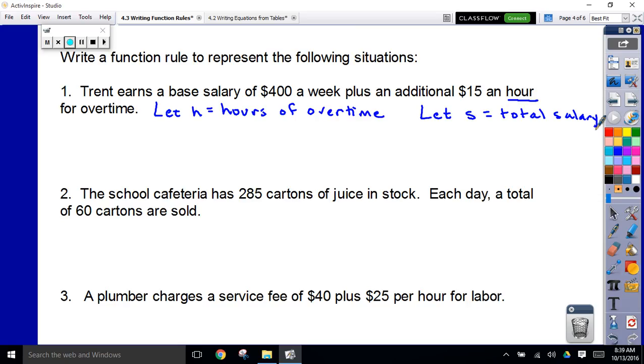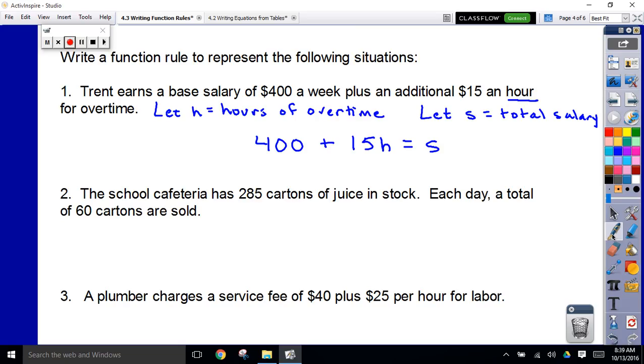Okay, so then we have he earns a base salary of $400 a week plus an additional $15 per hour. And when we add those 2 things together, his base salary plus his additional overtime, that's going to equal his total salary. Okay, any questions about that?